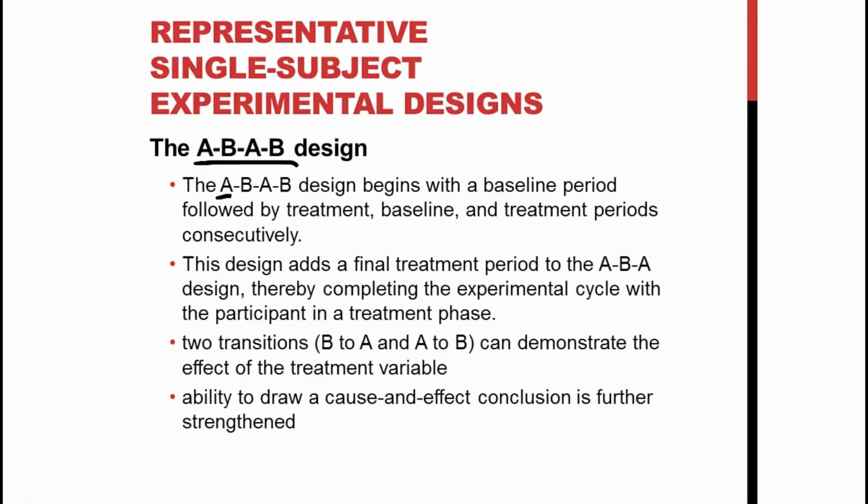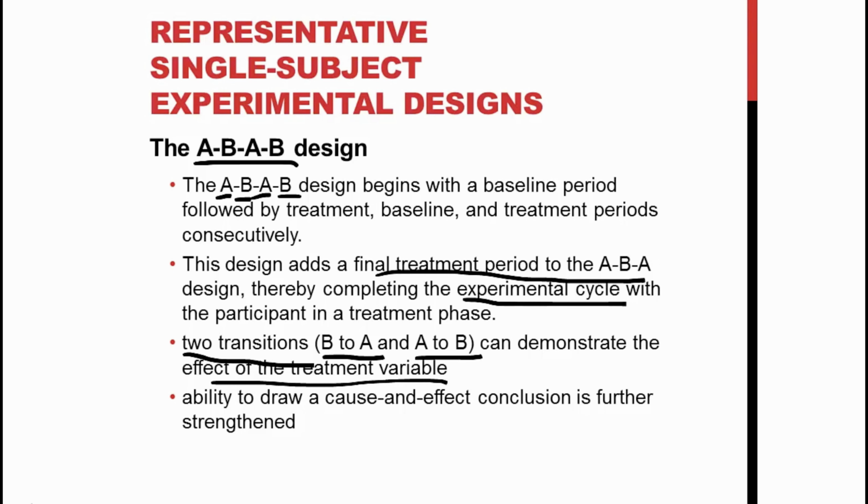ABA-B design is, of course, a baseline, a treatment, a baseline, and a treatment again. This type of design is essentially a final treatment phase added to the more basic ABA design. And this one allows our client to be left on the experimental cycle. We also have some additional data that we're getting here. We have two transitions from treatment to baseline and baseline to treatment. And this is really allowing us to further have a sense of the effect of our treatment variable.